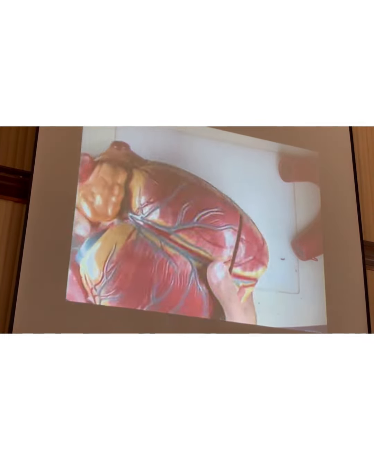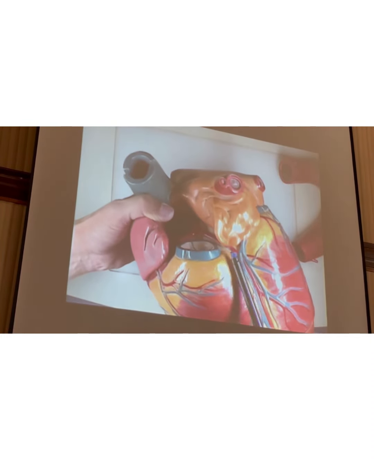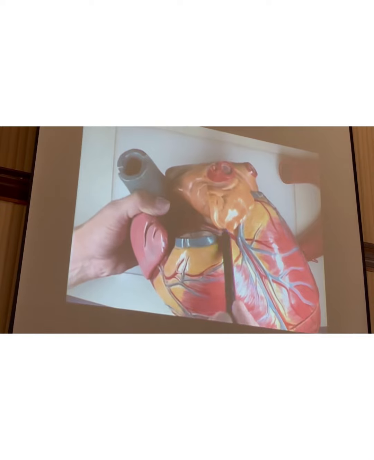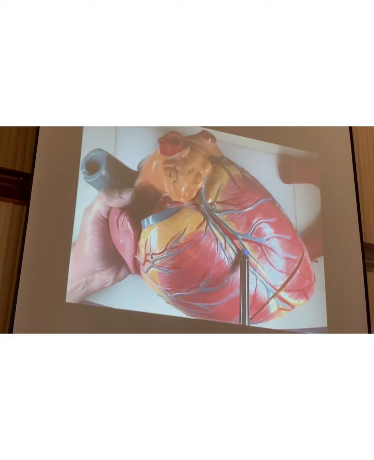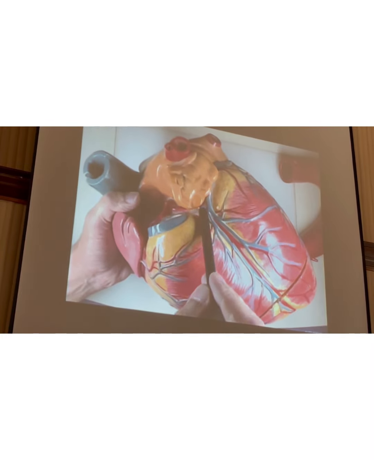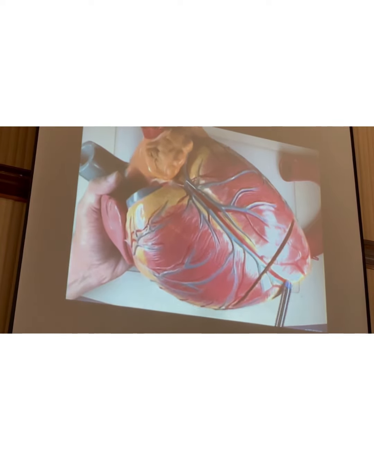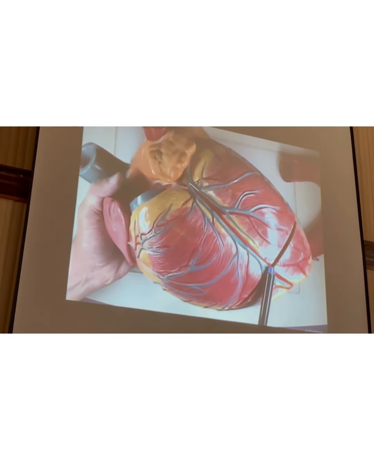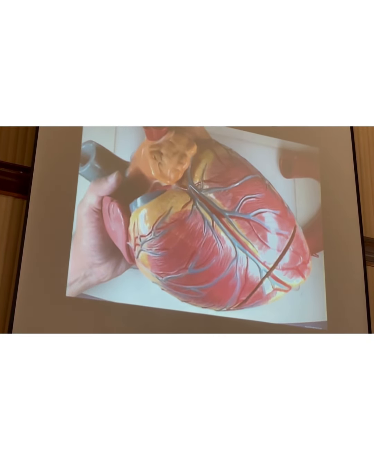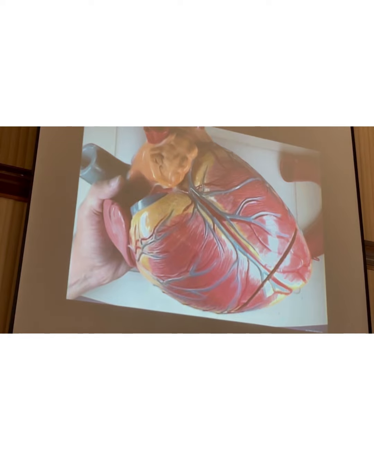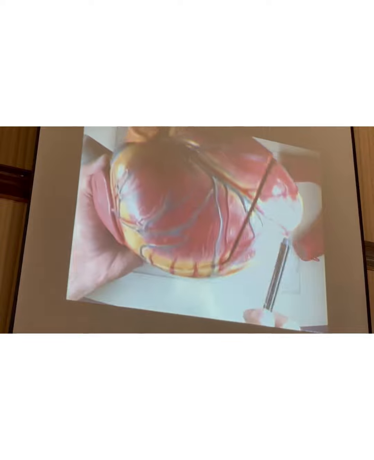Within the left atrioventricular groove, it gives two branches here. The left anterior descending artery runs in the anterior interventricular groove. Here we have the left anterior descending, which they call LAD. L for left, A for anterior, D for descending, okay, LAD, left anterior descending artery.